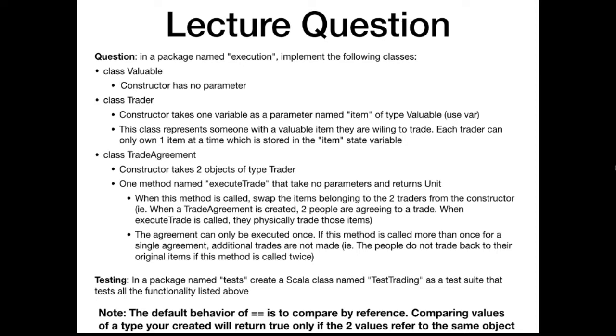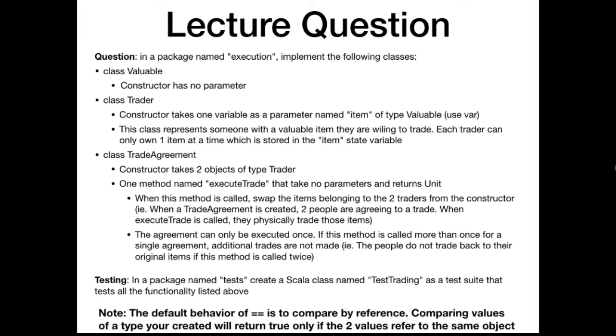Another class named Trader. These are going to be people, each of whom owns one single valuable item that they can trade. They're willing to trade with other people. And then a TradeAgreement. 2 traders can enter into a trade agreement. We're going to do that by creating a new TradeAgreement with 2 traders as the constructor parameters. And then that has one method named executeTrade, where those 2 traders are going to swap their items.